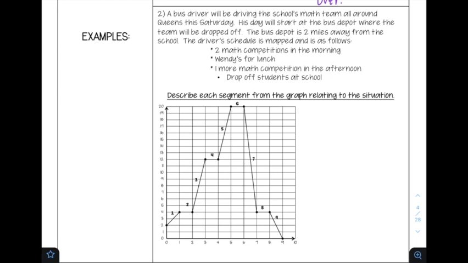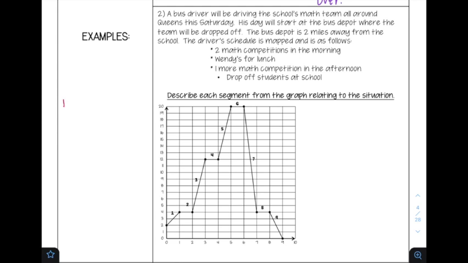The driver's schedule is mapped and is as follows. So there's 2 math competitions in the morning. They go to Wendy's for lunch. They have 1 more math competition in the afternoon, and then he drops the students off at school. So each segment, and there's 9 segments, there's a description that you have to give for each segment relating from the graph to the situation.